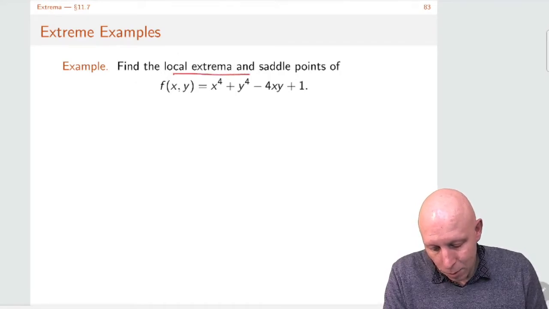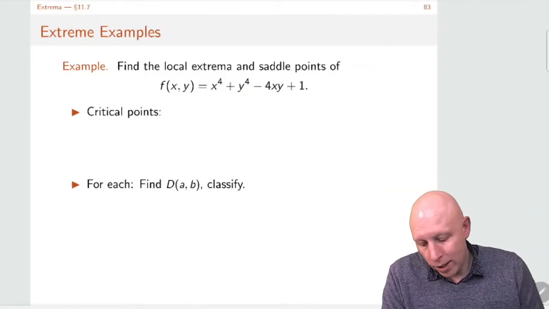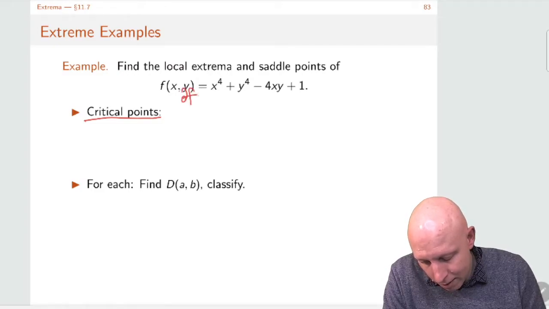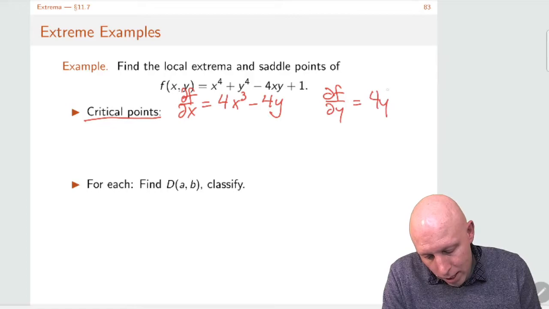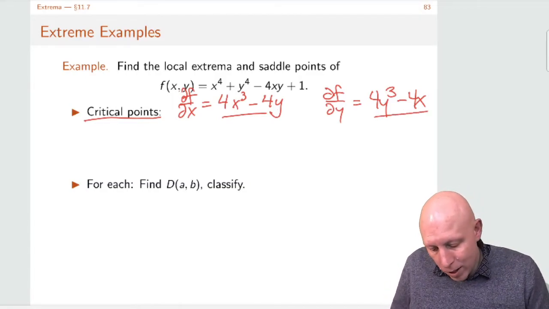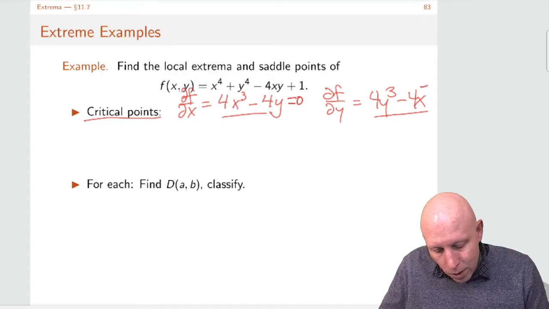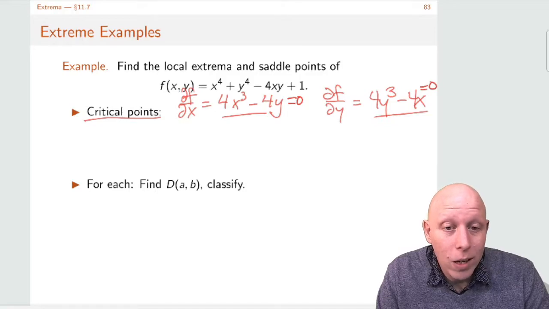All right, let's do an example. Find the local extrema and the saddle points of this function. All right, so how do we do this? We have to find the critical points. So we take the derivative: df dx is equal to 4x cubed minus 4y, and df dy is equal to 4y cubed minus 4x. We need both of these equations to either be equal to 0 or not exist. Now these are polynomials, so they always exist. So we only have to check when these derivatives are 0.